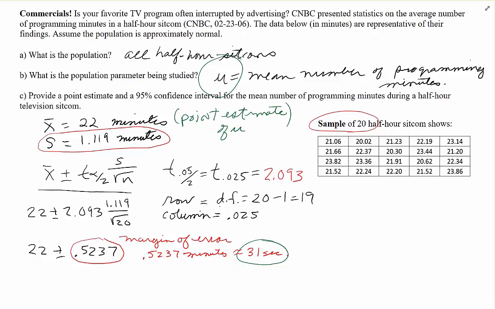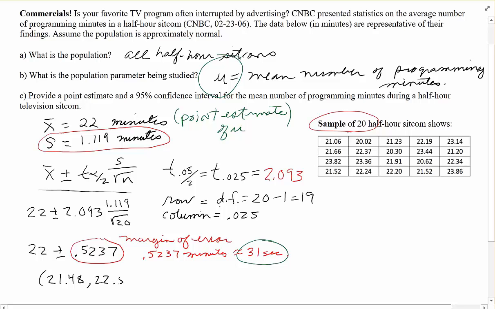95% confident of that. Now the confidence interval is that I would add and subtract 0.5237 to 22. So I would get, on the lower end, 22 subtract 0.5237, or 21.48. And then on the upper end, I would get 22.52. And this would be my confidence interval.